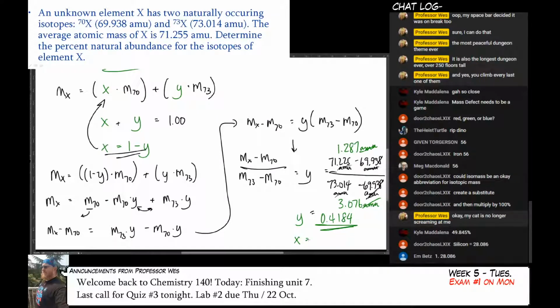And so X just must be whatever 1 minus that is, or 58.16%. So we can take all this information and we'll put it in this giant box up here. We said that the percent of 70 was X and the percent of 73 was Y. So X was 58.16% and Y was 41.84%. And so hopefully that was what you got when you did the calculation.